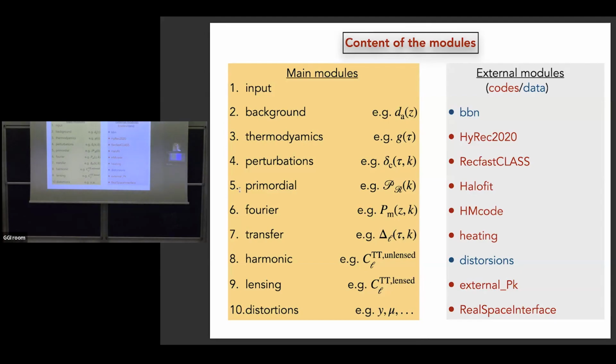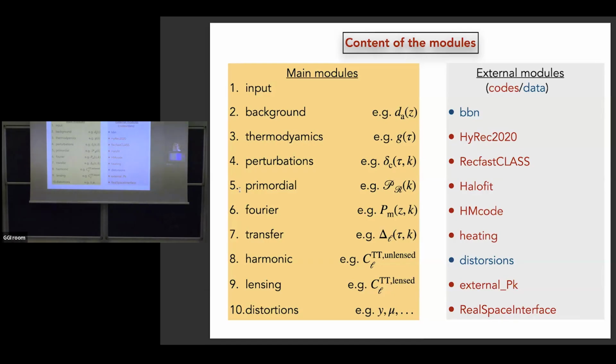So HyRec is a code we use by default to simulate recombination, from Nanoom Lee and Yacine Ali-Haïmoud. RecFast is another recombination code that we adapted a bit, and you can switch from one to the other. For your nonlinear corrections, you can trust HaloFit or HMcode. Of course, what is nicer is to use EFT of large-scale structure. I will come to this.